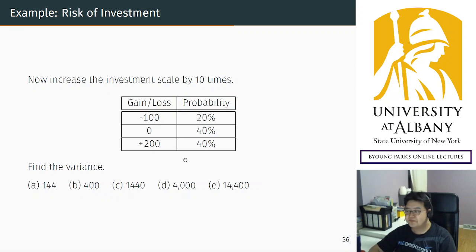Try this question, or you may guess before doing the algebra, guess what would be the answer. Remember, in the original example, the variance was 144. So the variance in this example will be related to something like this, 144 and 10. So guess and then do the algebra. Pause the video, do the work, and now I'm going to show you how to do it.